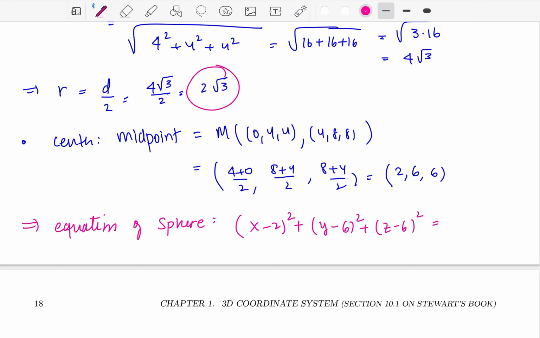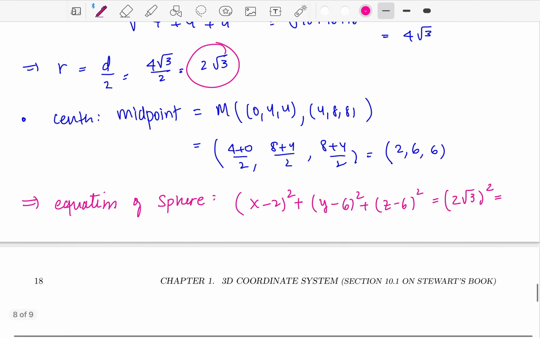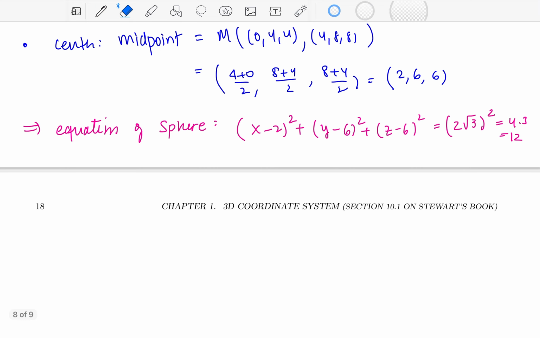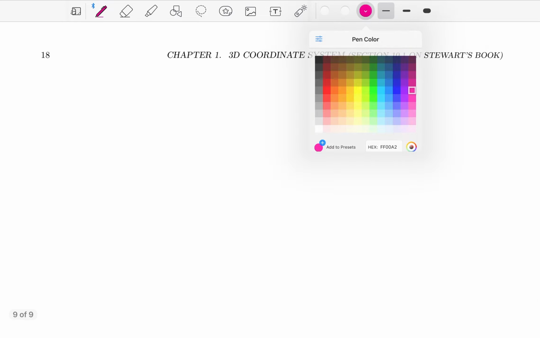So the radius squared is equal to (2 root of 3) squared. So I'm just going to write it as 2 squared, which is 4, times root of 3 squared, which is 3, you get 12. I'll do it in 2 steps. So (2 root of 3) squared is equal to 4 times 3, which is 12, okay? So it's just 12. Perfection.